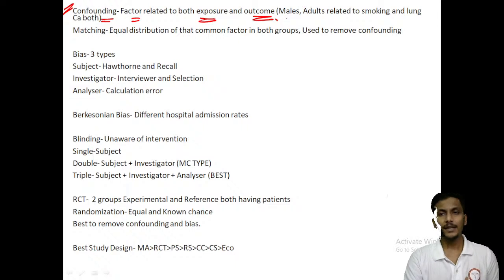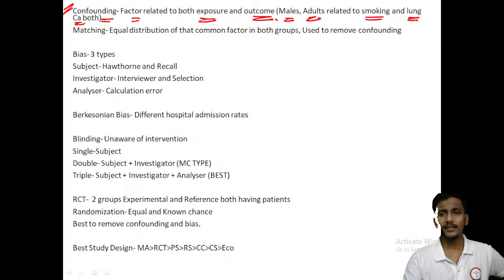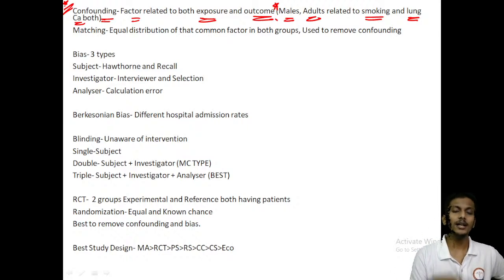So for example, males, or adult males, both of these factors are related to smoking as well as lung cancer, right? So among adult males, smoking is more common, and they also develop lung cancer more commonly. So if only this factor is taken into consideration, that can lead to errors in the final calculation. So please remember, this is known as a confounding factor. So a confounding factor is a factor which is related both to the exposure as well as the outcome. Important. And what do we do for overcoming this confounding factor?